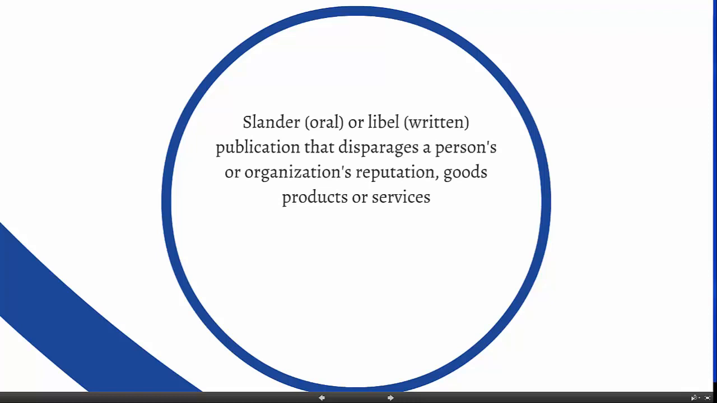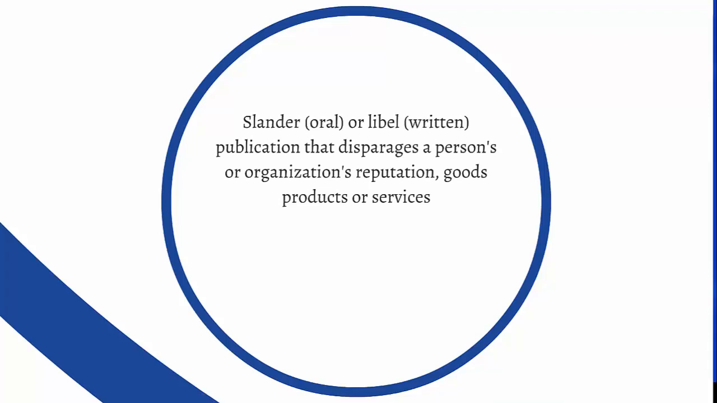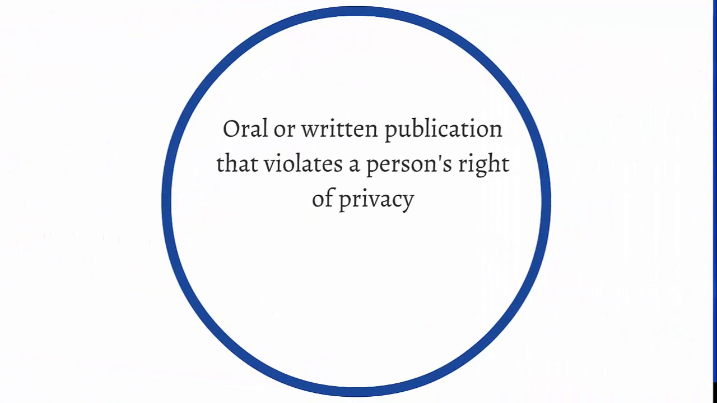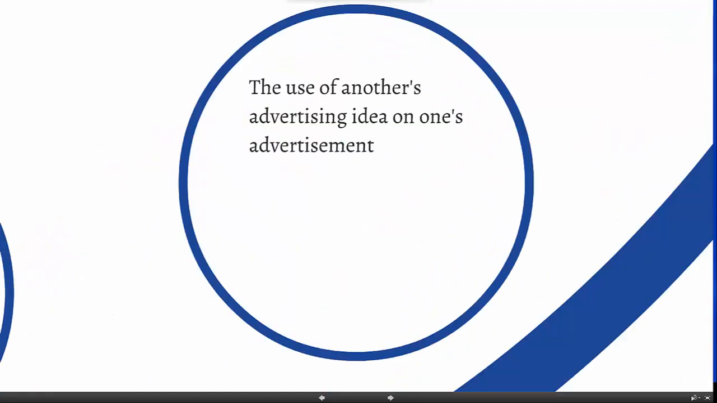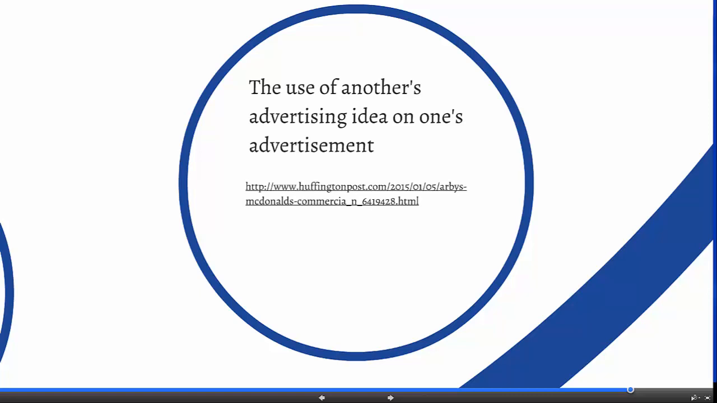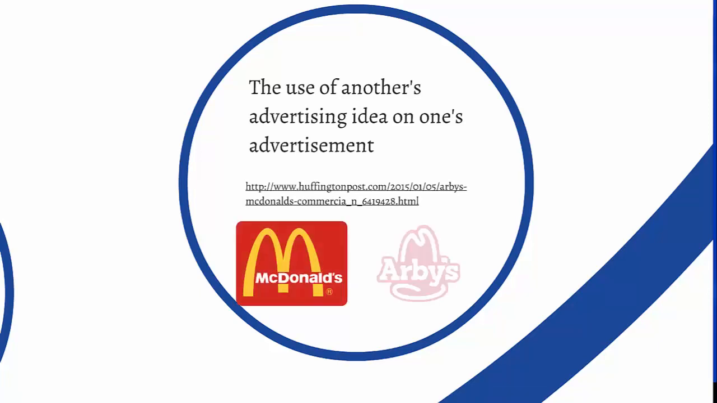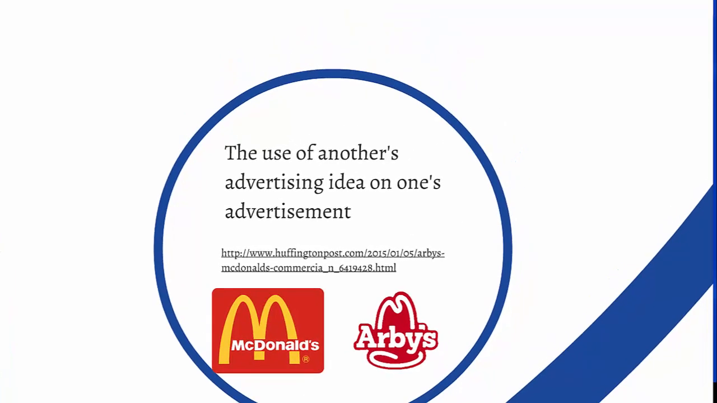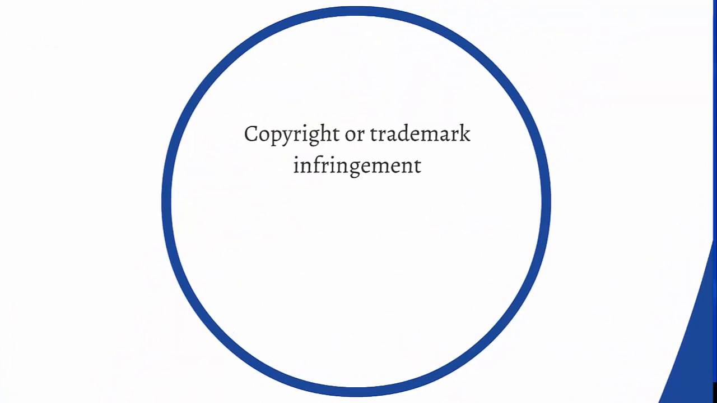Slander, oral, or libel, which is written, publication that disparages a person's or organization's reputation, goods, products, or services. Oral or written publication that violates a person's right of privacy. The use of another's advertising idea on one's advertisement. An example of this can be found at this website, where actually Arby's has a commercial about hamburgers, and McDonald's commercial seems suspiciously similar to Arby's commercial. However, Arby's has not decided to sue. And copyright or trademark infringement.